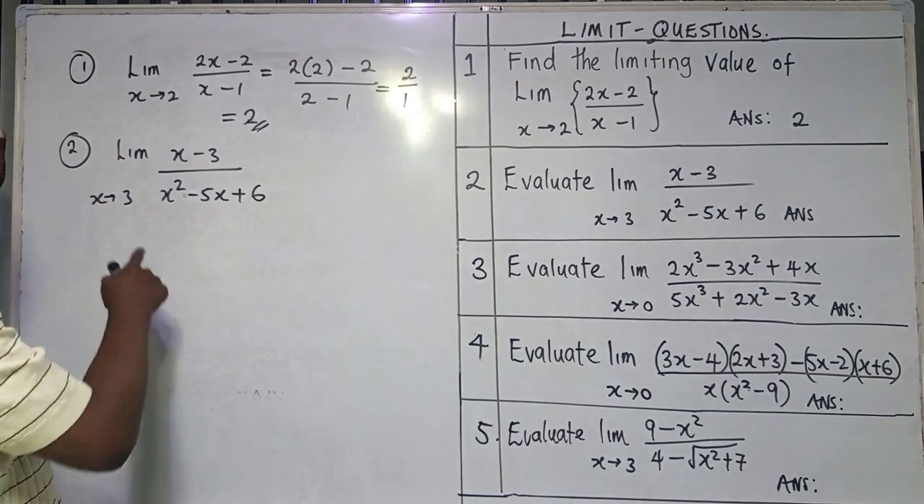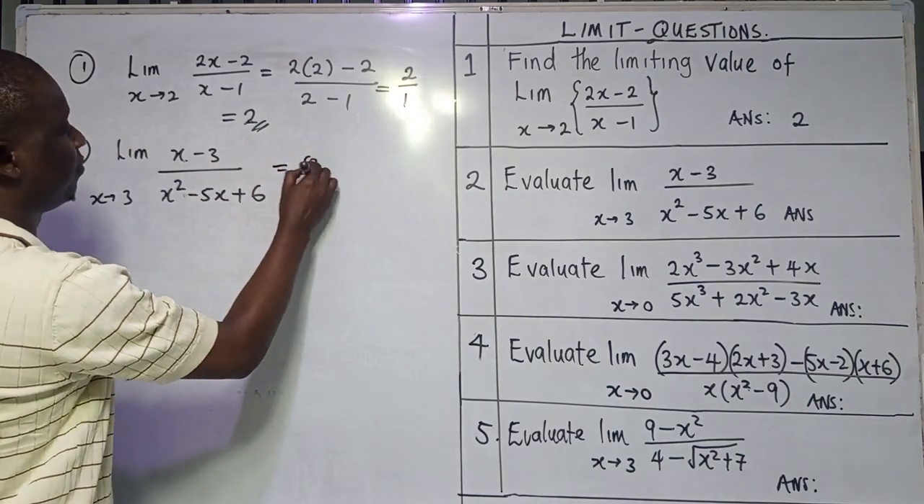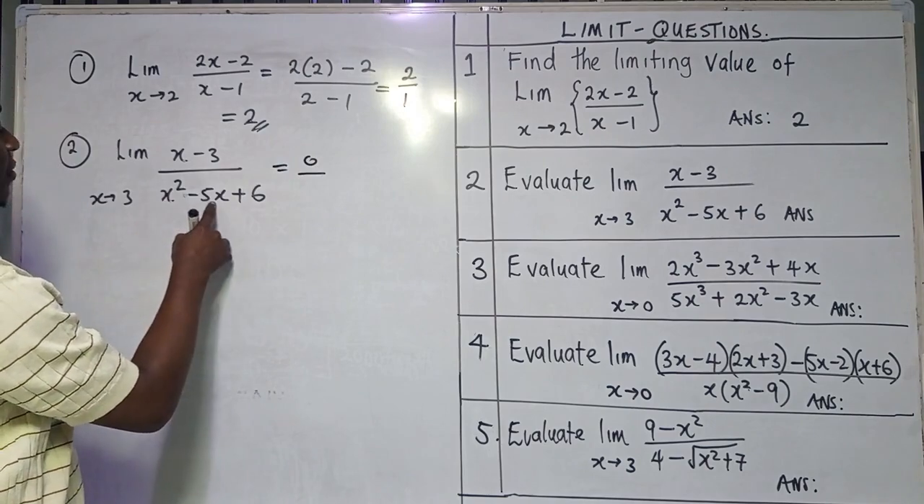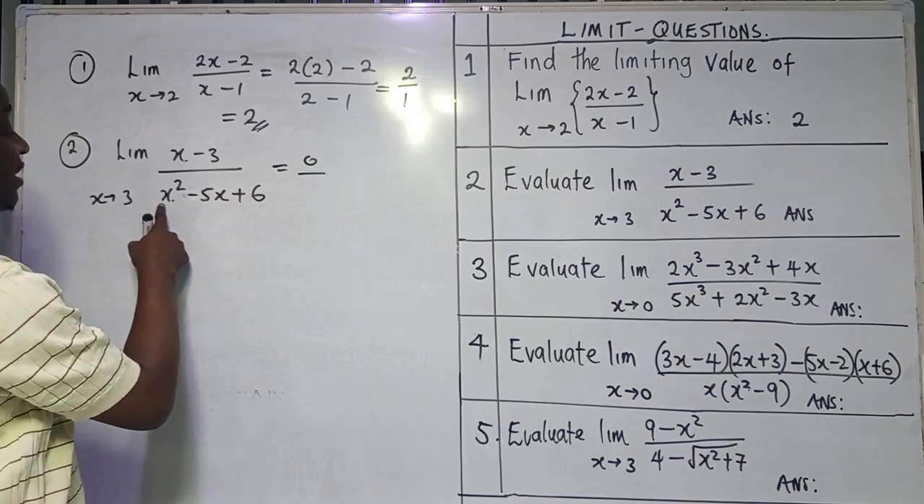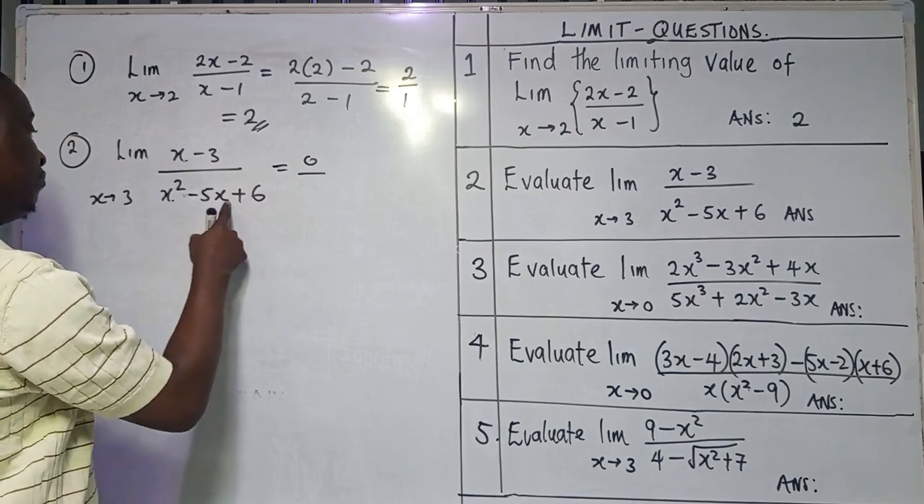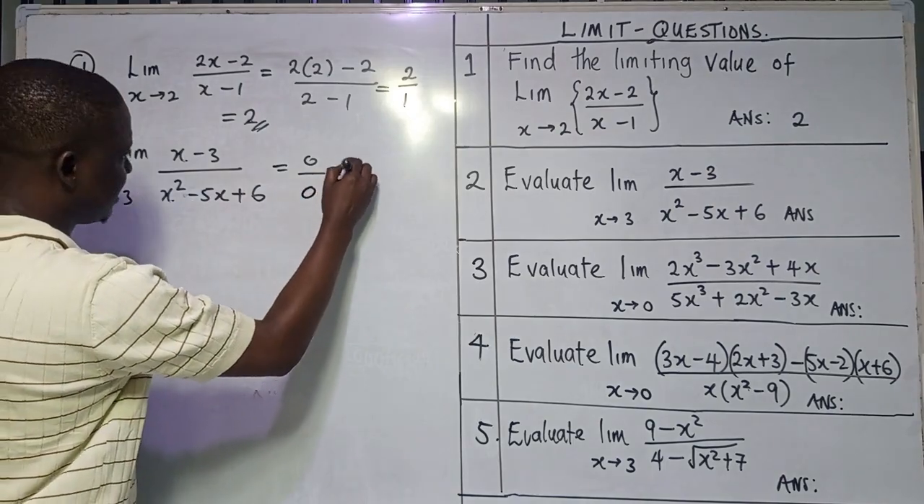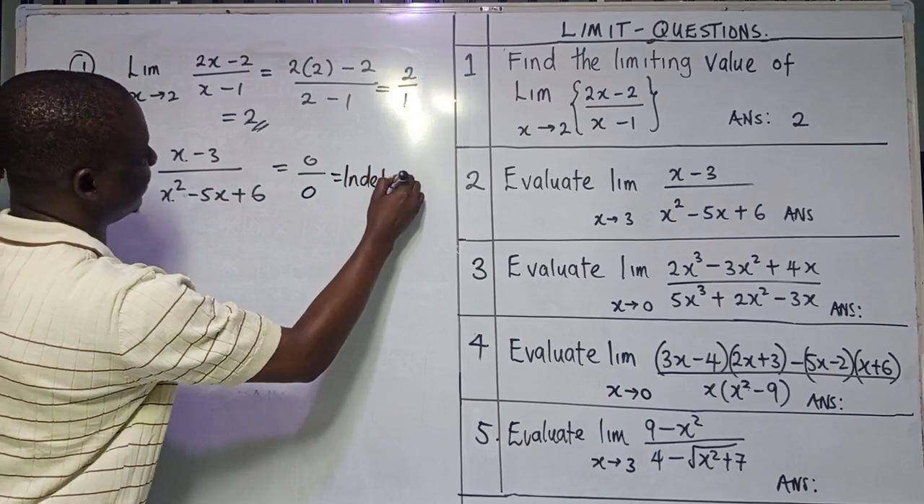Now, if we check first, we are going to put 3 there. We are going to have 0. Put 3 here, 6. Put 3 here, minus 15. This is 9 rather, 3 squared is 9. 9 plus 6 is 15. Minus 15 is also 0. This statement means it is indeterminate.